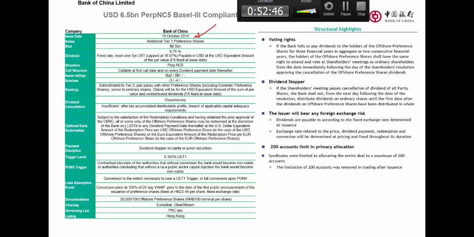Okay, and this one is supposed to be perpetual, so it doesn't have a maturity date, but it is callable. So PerpNC5 means it's perpetual, non-callable for 5 years. So that tells me after 5 years, it is possible for the company to call it back.